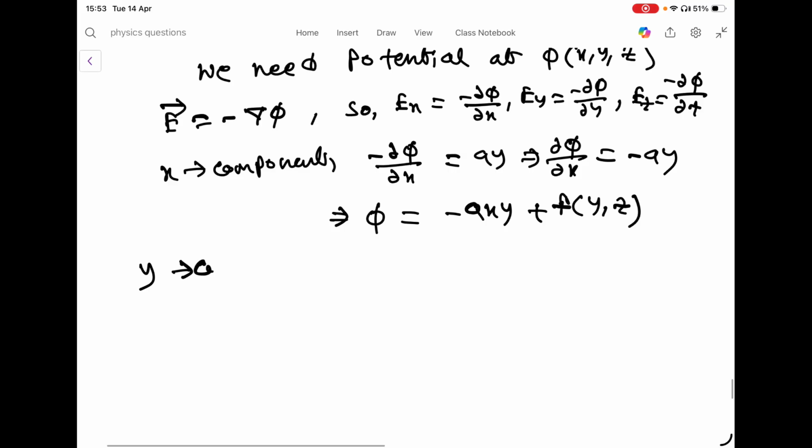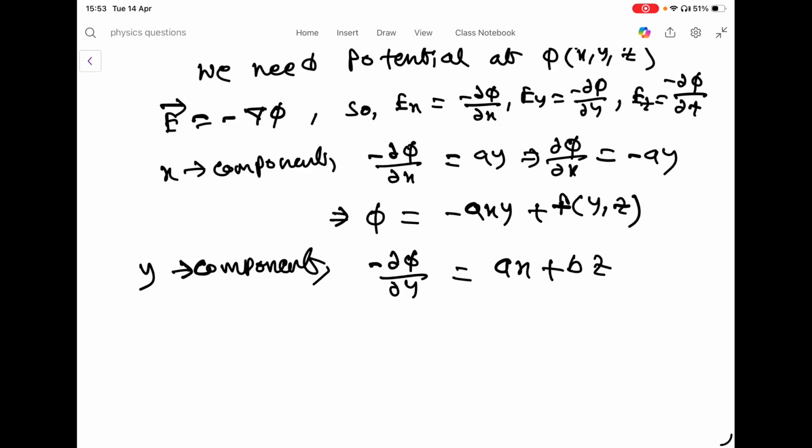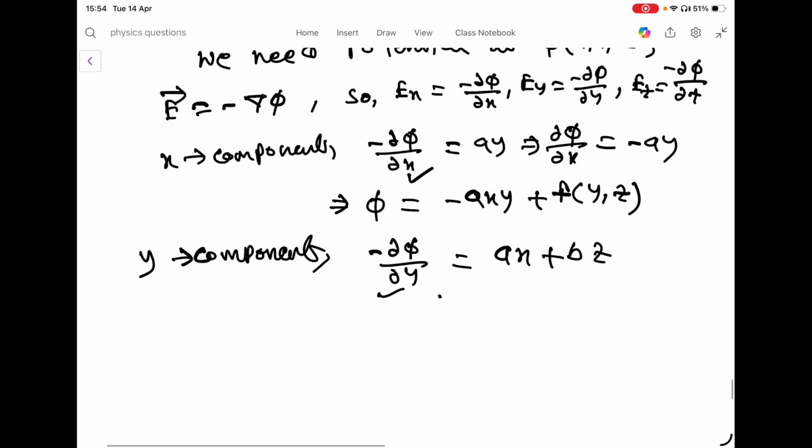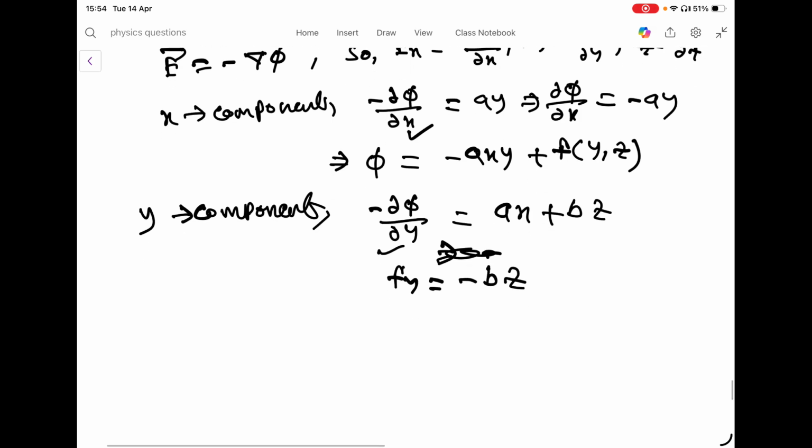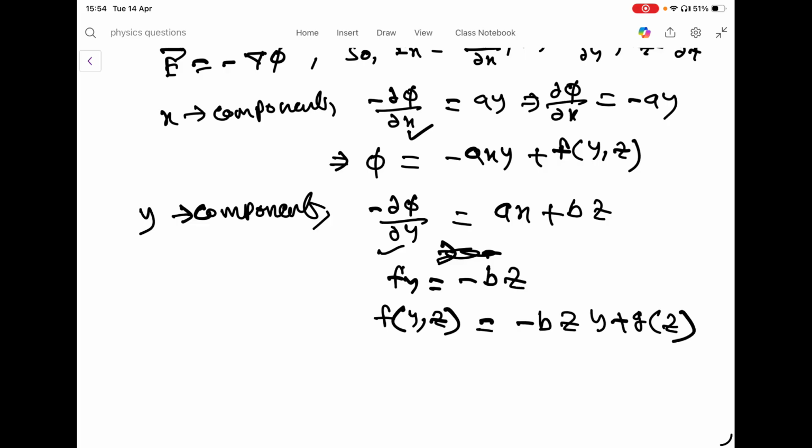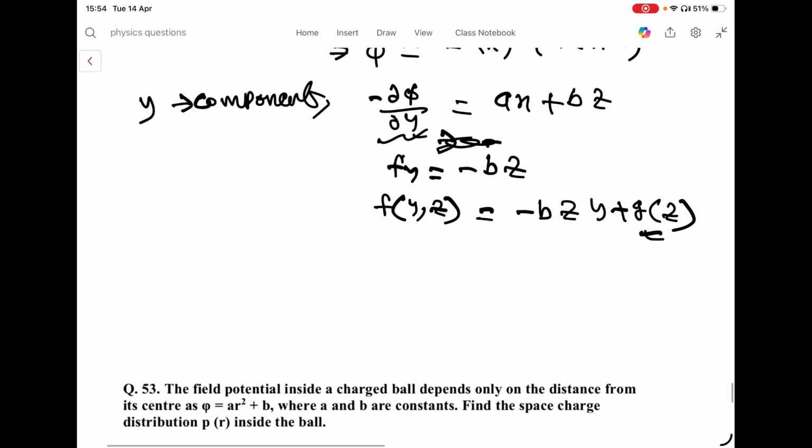And for the y component, minus del phi by del y will be ax plus bz, just the partial derivative with respect to y, and here just the partial derivative with respect to x. You can get these easily, as when you differentiate it, you will get the function f of y as a term of minus bzy, right? And after that, you just integrate these things, it will become minus bzy plus g of z, because here the function is differentiated with respect to y, so the integration constant will be a function of z.